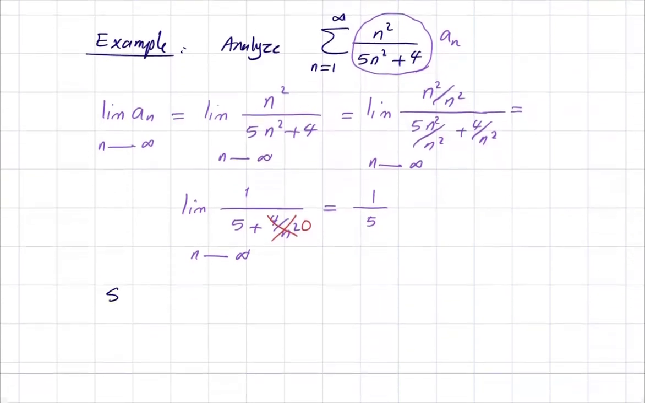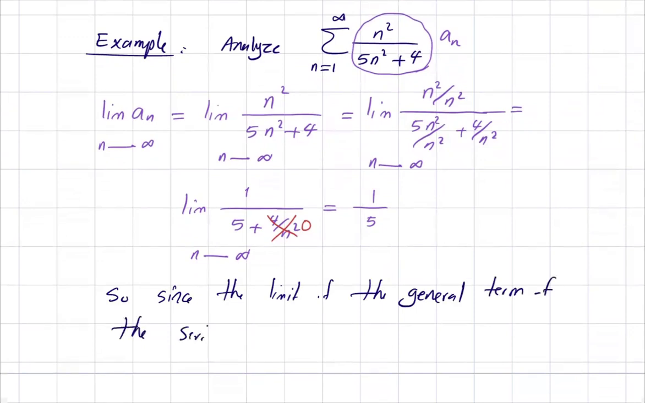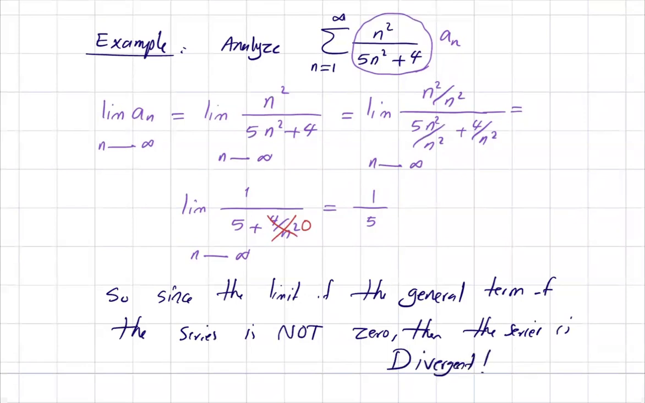So since the limit of the general term of the series is not 0, then the series is divergent. So we are analyzing the series, everybody.